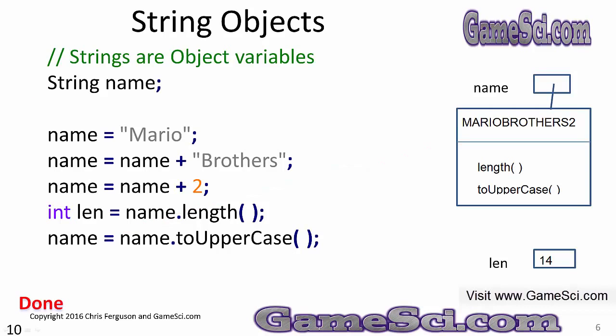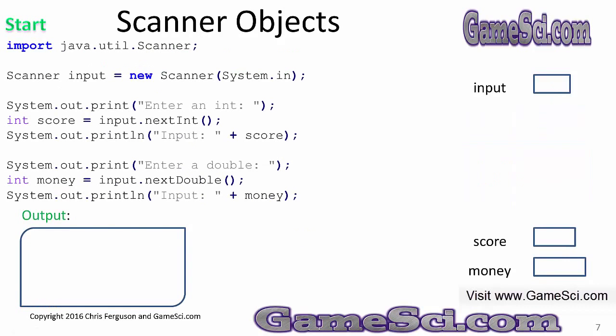That's a string object. As we get deeper and deeper into this course, we'll look at many other types of objects. There is one more object I want to discuss right now. It's called the scanner object. The scanner object is useful for getting input from the keyboard. If you need to get some information from the player of the game, you might need to go out to the keyboard and ask the user a question and get some input. So let's look at how the scanner object works.